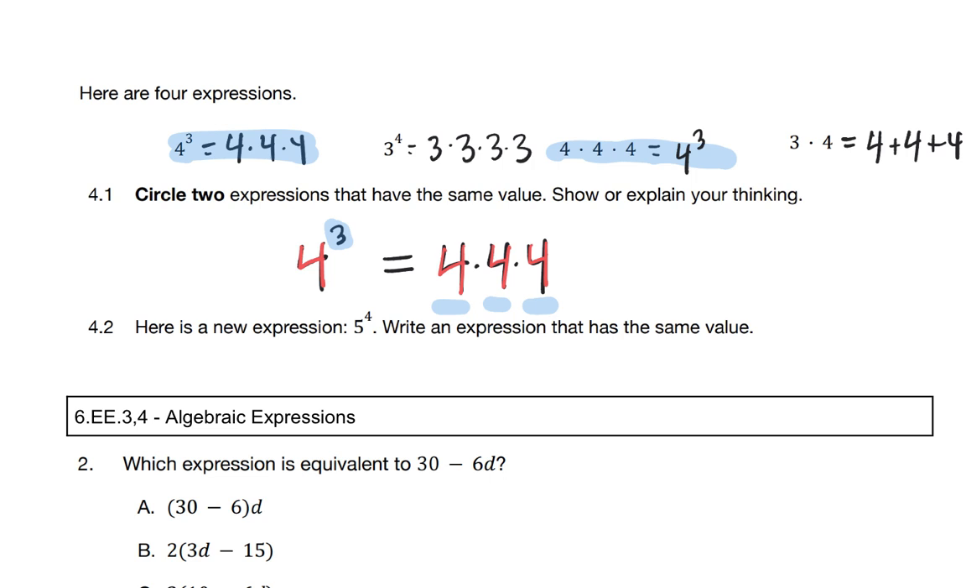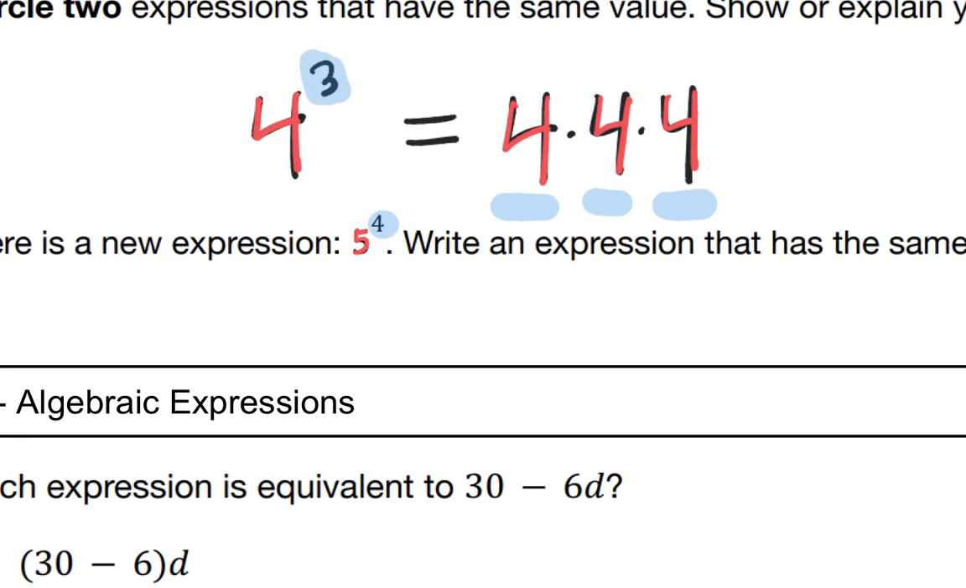So here we've got the base. Here we have a base of 5, and it's to the power of 4. So 5 to the power of 4. So it's 5 multiplied by itself, 1, 2, 3, 4 times. So that is the expression 5 to the power of 4: 5 times 5 times 5 times 5.